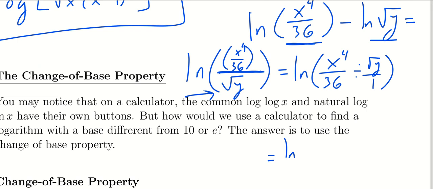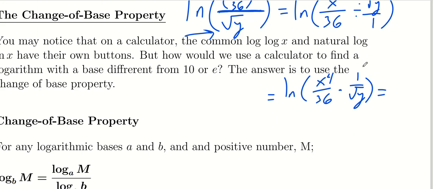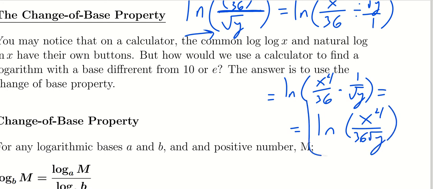So to divide, we know that's the same thing as keep, change, flip. So division becomes multiplication by taking that second term and doing a 1 over. And this is what we get. It's the ln of x to the fourth, and in the denominator, we have 36 square roots of y. So mathematically, that's how it works out if you follow the rule strictly.